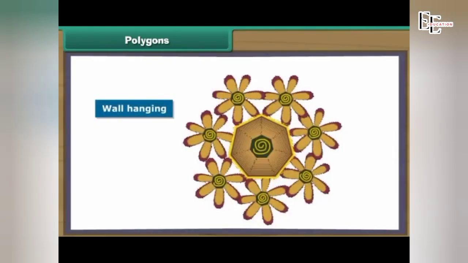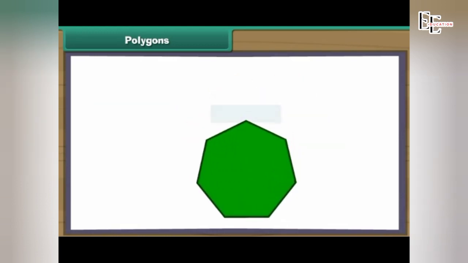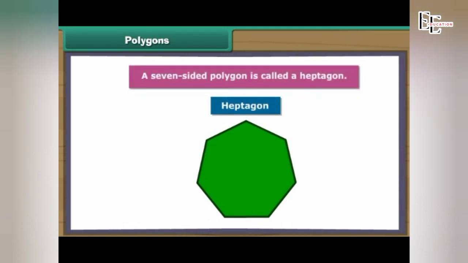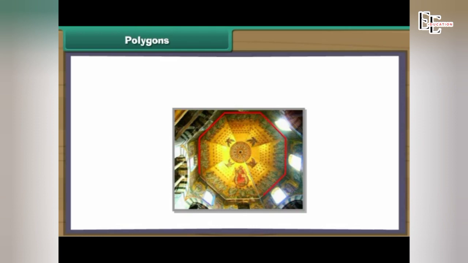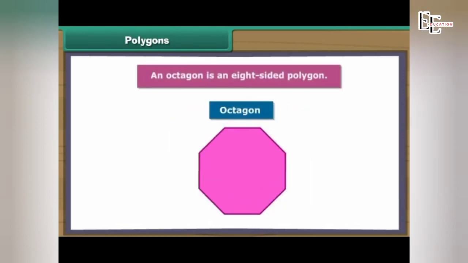Let us create a wall hanging using 7 straws. The rainbow wall hanging with 7 line segments is ready. A seven-sided polygon is called a heptagon. This is the image of the ceiling of a chapel in Germany. It has 8 sides. An octagon is an 8-sided polygon.